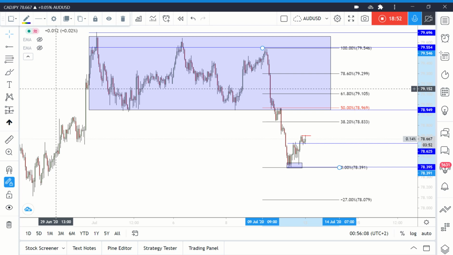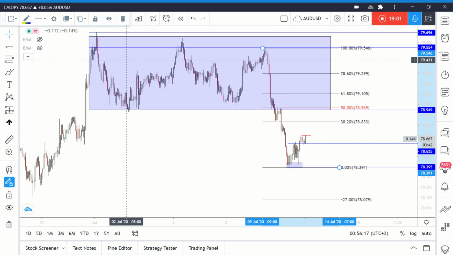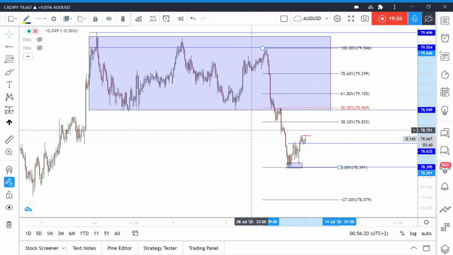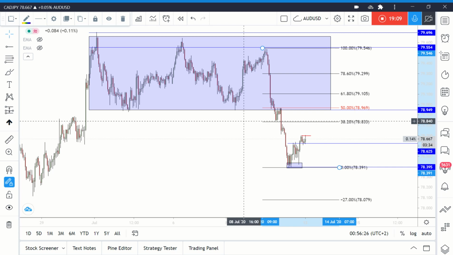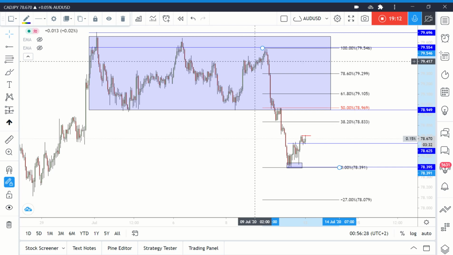We could be looking at head and shoulder patterns, for example, or triple tops, right? Whatever reversal pattern we can actually identify at approximately between 78.8 and 78.96. That's where I'll be looking for my short positions.